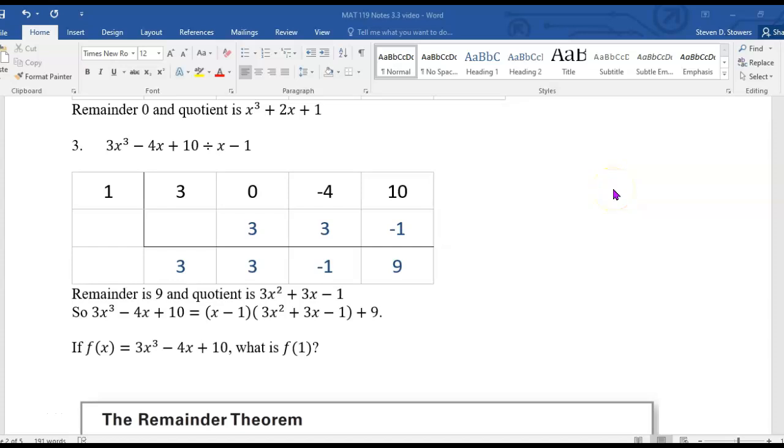Welcome back to part two. Now that we know how synthetic division works, let's see what it's good for.